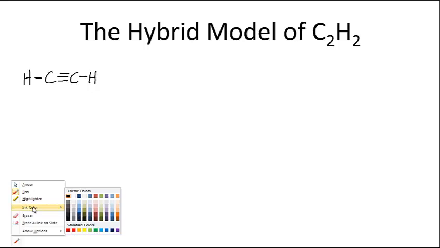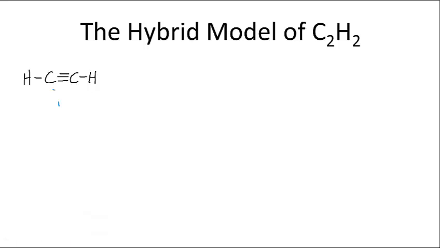And then let's identify the geometry for each of these carbons. So how many domains on each carbon? 2 domains. So what's their geometry? Linear. So they shouldn't be bent. It should be all in a straight line. Linear geometry is going to correspond to sp hybridization.